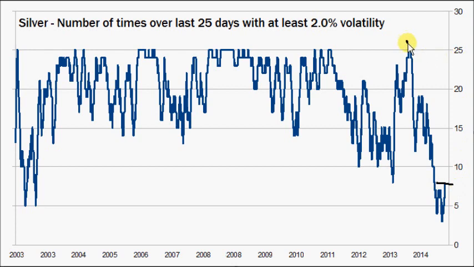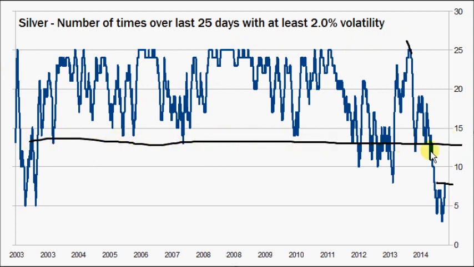It's been 25 of 25 several times, and here in 2008, it was constantly volatile. Also worth noting is it's extremely rare to have below 12 at any given time. At least when you look from here, it never got below this point. It did for a bit here, but obviously lately, and practically all of 2014, we've been working with very low volatility. So let's change this up.